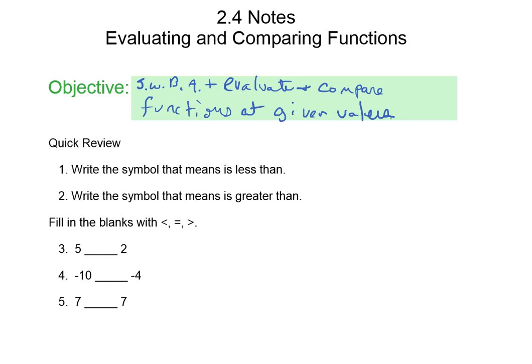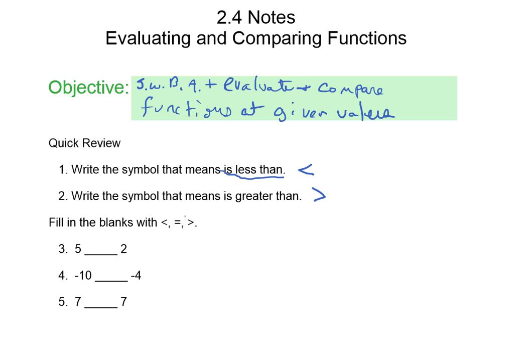Okay, so quick review. Write the symbol that means is less than. So that is this one. The alligator eats the bigger side. This side is smaller than this side. Write the symbol that means is greater than. It's the reverse. You go this way. This side is bigger than this side because the mouth wants to eat what's bigger.